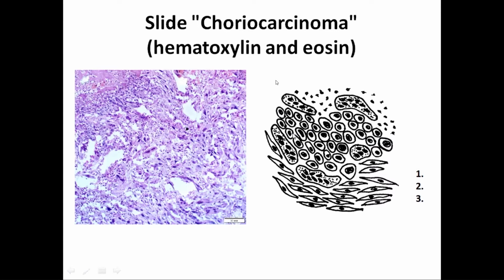Number two, syncytiotrophoblast. This is big multinucleated cells, syncytiotrophoblast. Syncytiotrophoblast number two. And number three, blood vessels, stroma. This is stroma.